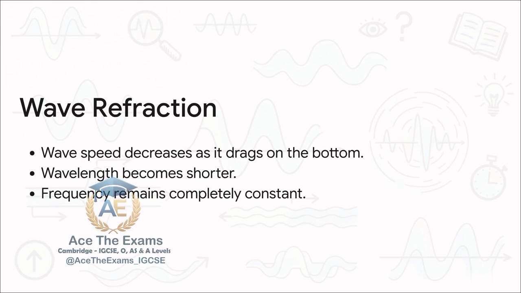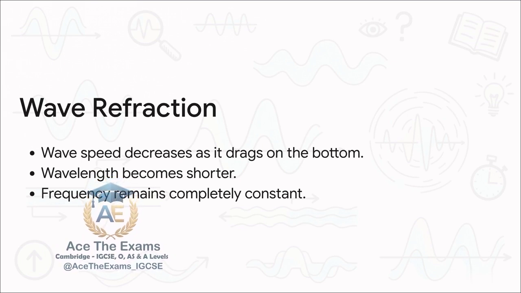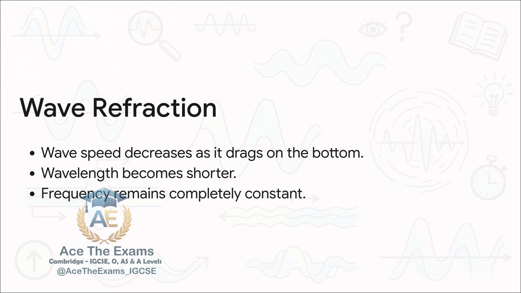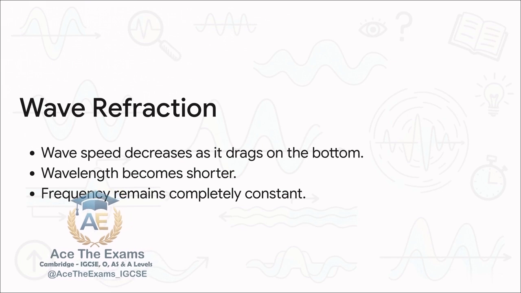Second, the wavelength clearly becomes shorter. You can literally just see this in the diagram. The ripples visibly bunch up and are much closer together over the block than they were in the deep water.